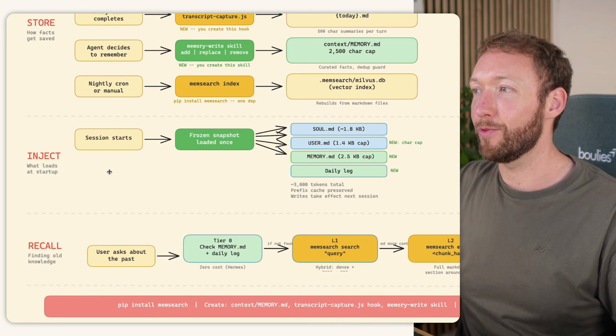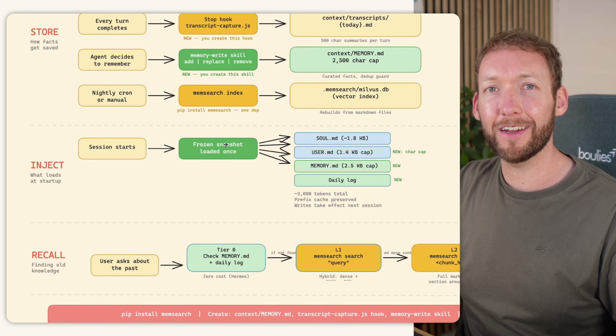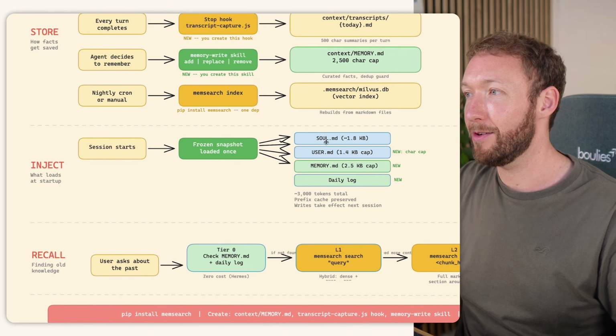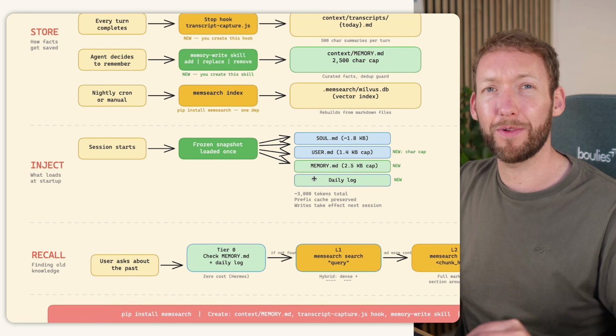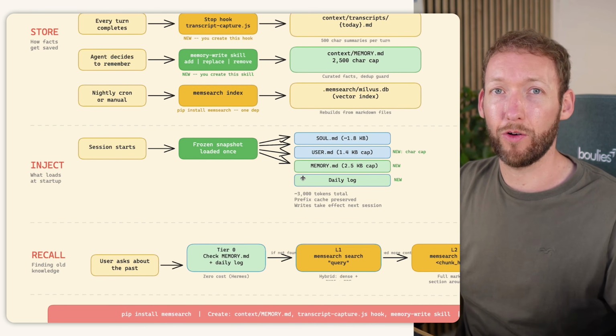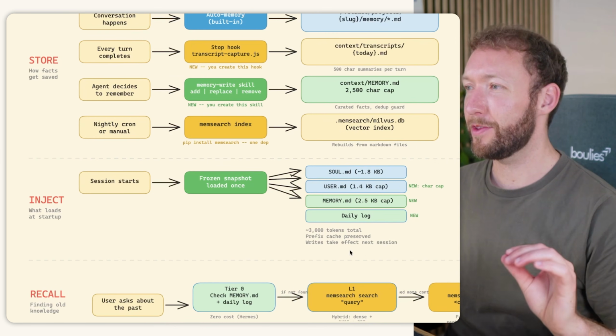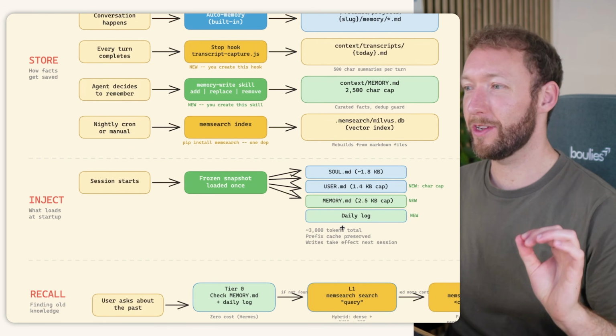Now, injection, we actually leveraged Hermes logic. So when the session starts, we want to inject a little bit more context than just Claude.md. We want to inject the soul.md, the user.md, memory.md, and then possibly today's log. If you could also inject yesterday's log if you think that would be relevant too. So that would be 3,000 tokens that are cached at the start of every session, which will really be important when we come to recalling it.